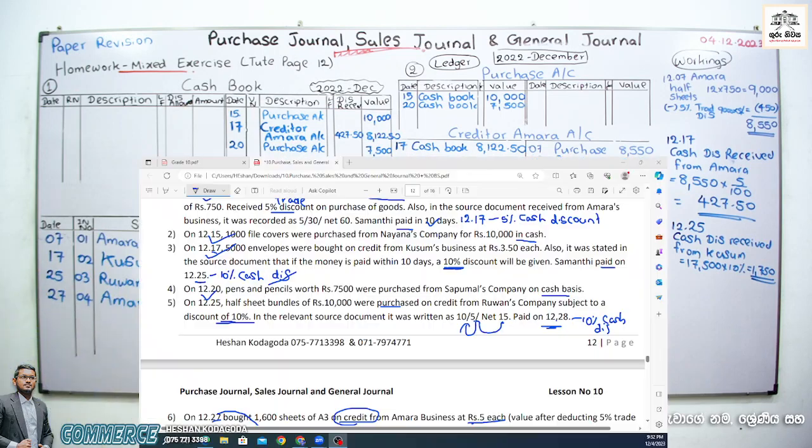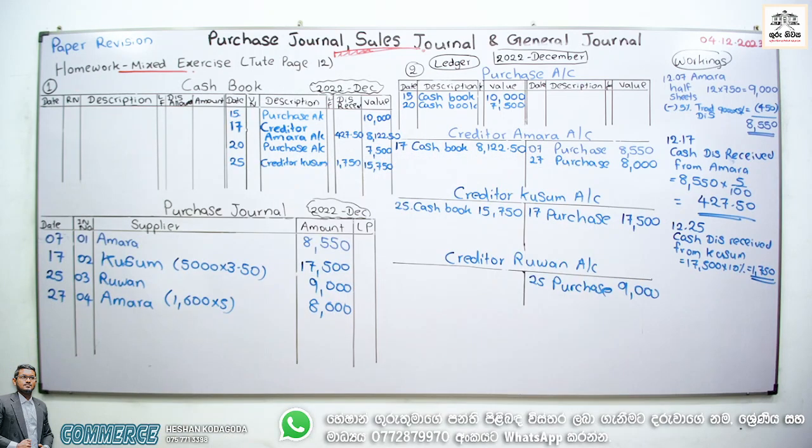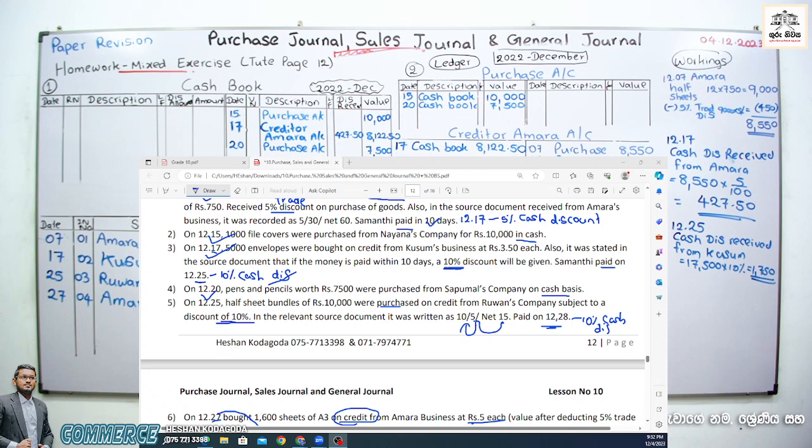When we are paying again, we are eligible for what? Eligible for a cash discount. How much? 10%. Purchased on the 25th, paid on the 28th, because we need to pay within the discount period. So we paid within 3 days.